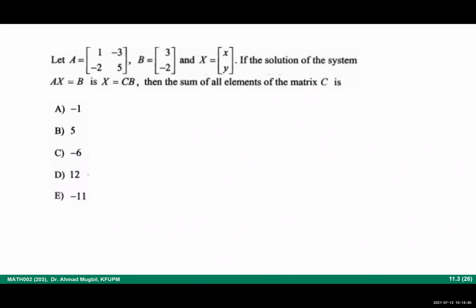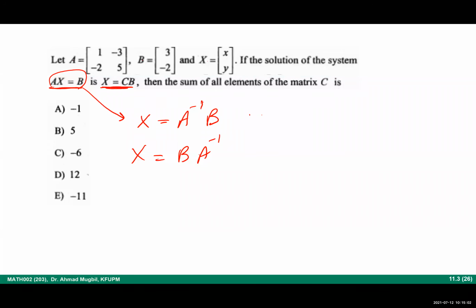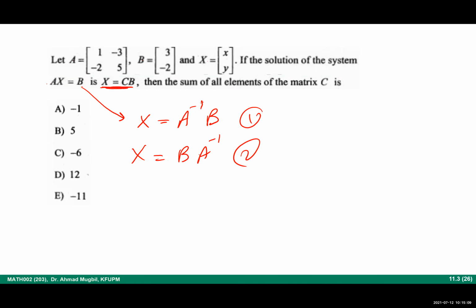The idea is the same here, ya shabab. You have A, you have B, you have X. You have AX equals B. Then what is X? X from here will be what? A inverse B. Is that right? Or X equals B times A inverse. Which one is correct? 1 or 2? 1. Because if you want to solve it for X, you will multiply both sides by A inverse from the left. So this is a very important point.